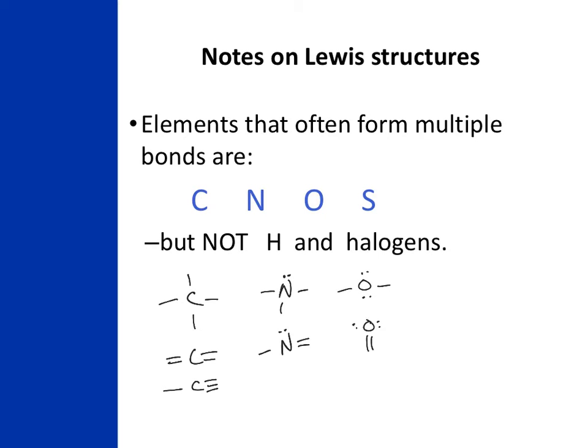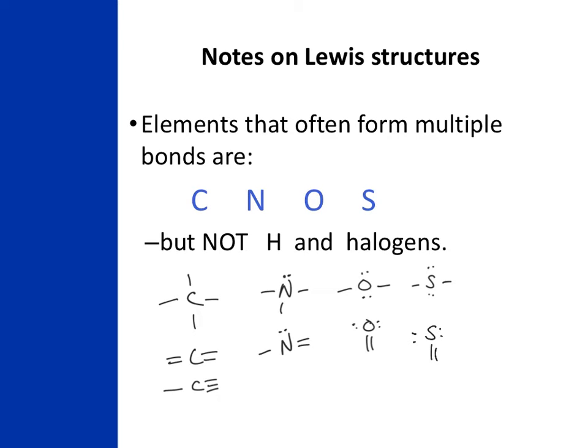Sulfur, if we look back at our periodic table, is right underneath oxygen, so it's going to form bonds in the same manner that we see with oxygen. So you're going to see a lot of sulfur single bonds, and you're going to see some sulfur double bonds where you've got those 2 lone pairs.